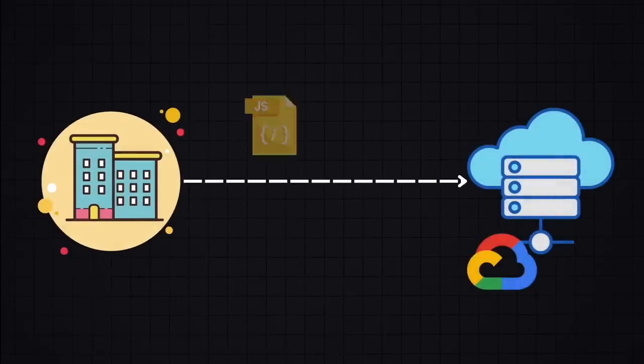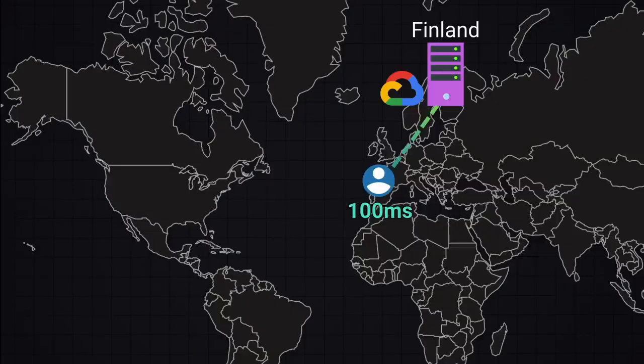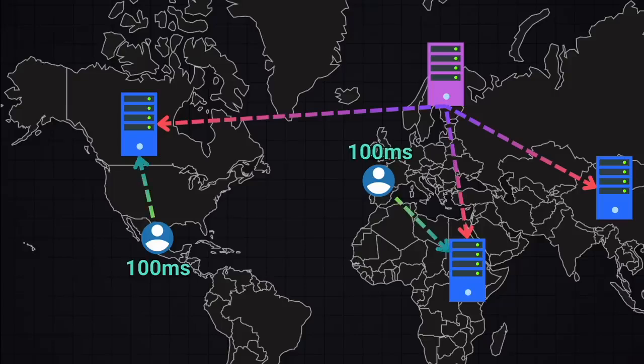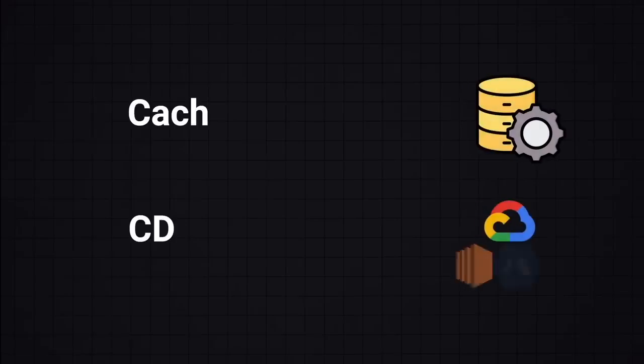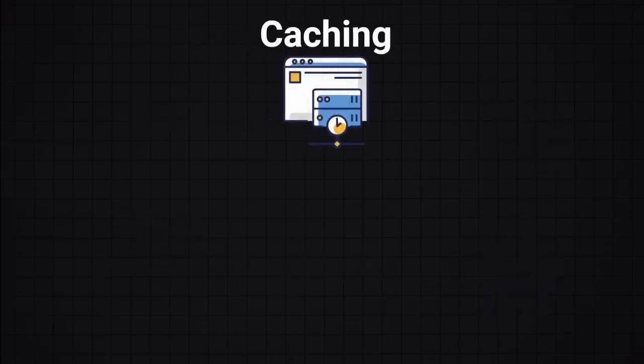Now imagine a company is hosting a website on a server in Google Cloud data centers in Finland. It may take around 100 milliseconds to load for users in Europe, but it takes 3 to 5 seconds to load for users in Mexico. Fortunately, there are strategies to minimize this request latency for users who are far away. These strategies are called caching and content delivery networks, which are two important concepts in modern web development and system design. Caching is a technique used to improve the performance and efficiency of a system.